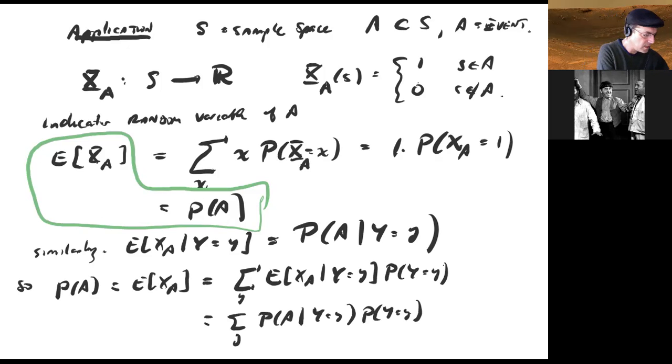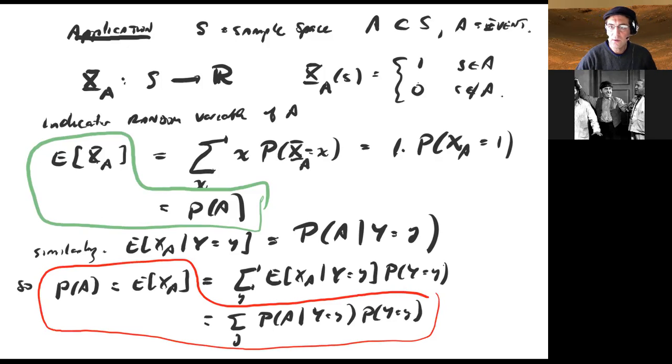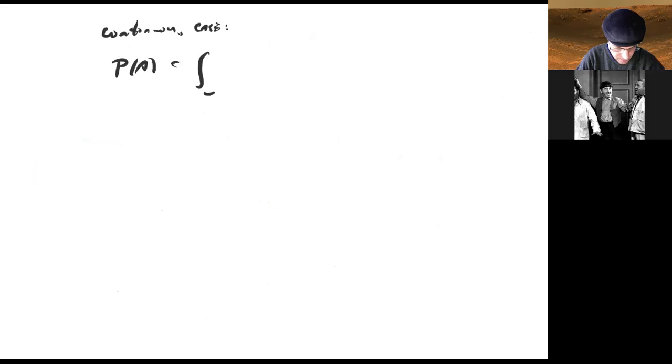But I'd like to write down the continuous case of this formula as well. But let me circle this formula. The probability of A is given by this decomposition as a sum. Similarly, in the continuous case, we have a similar formula, which I'll just write down. It's the probability of A is given by the integral from -infinity to infinity of the probability of A conditioned to y equals y times the density function dy.